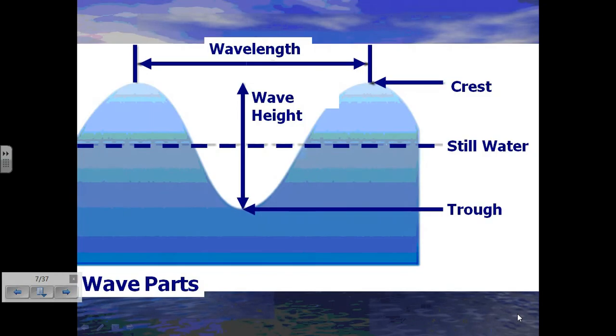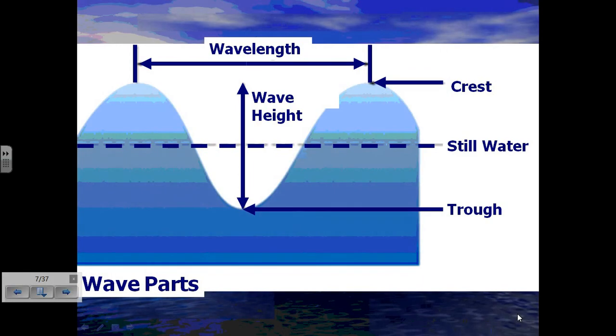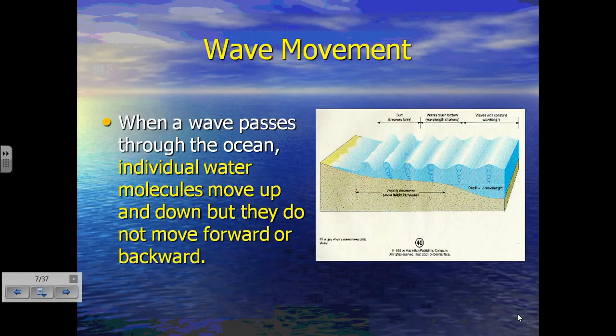Now, looking at the image here of a wave, or a set of waves rather, you can see these words indicated in the image. You have wavelength, which represents the distance between crest to crest or trough to trough, respectively. You have the wave height, which represents the distance vertically from crest to trough. And then you have the listing of a crest and the trough, which are the high and low points of a wave, respectively.